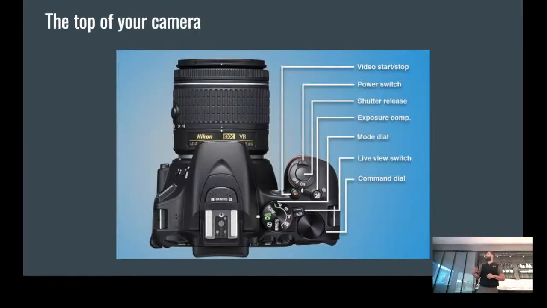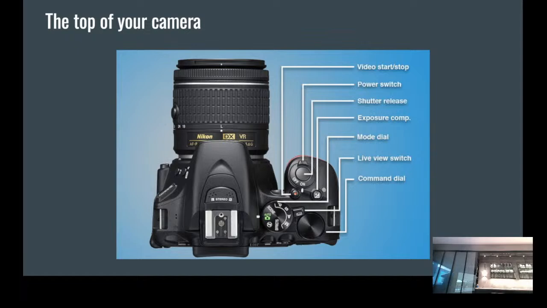So when we look at the top of our camera, the first thing we'll look at is the video start and stop button. That should be a red button on your camera somewhere. When you're shooting with your camera, you have the ability to press that button and it'll take you right to the videography mode. Most of the time it automatically starts the video too. Power switch is just below that. That's pretty self-explanatory. That's your ability to turn the camera on and off.